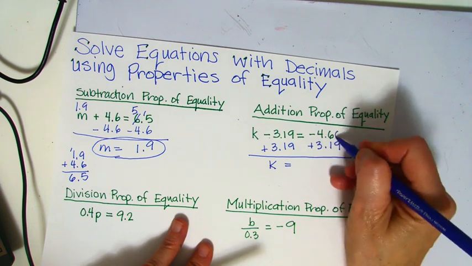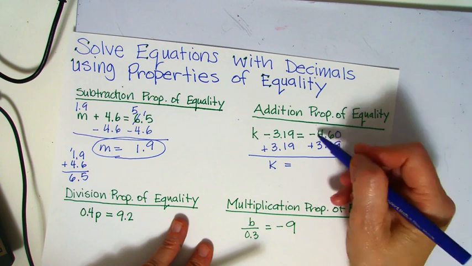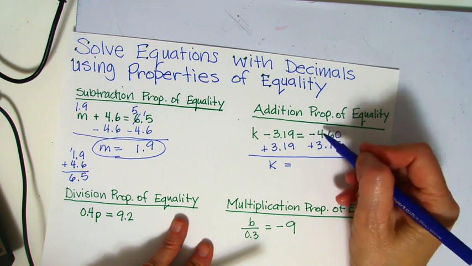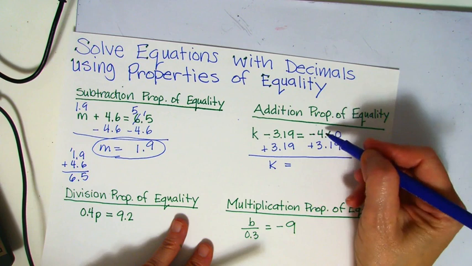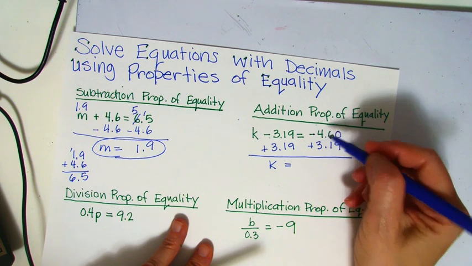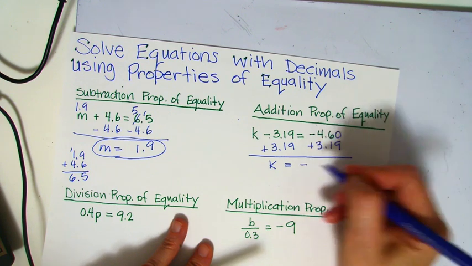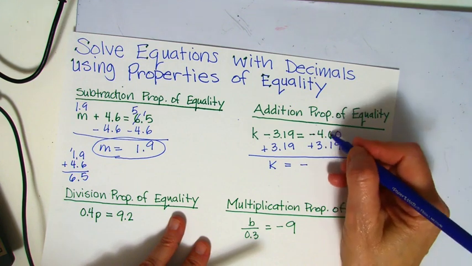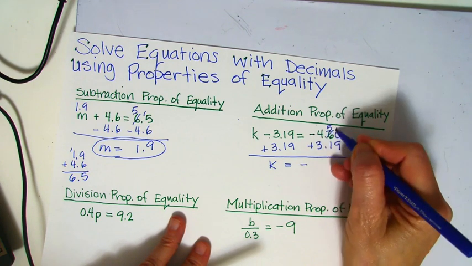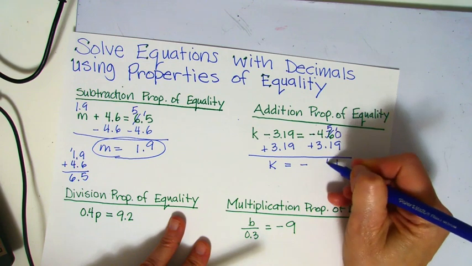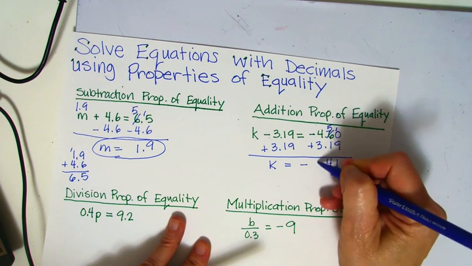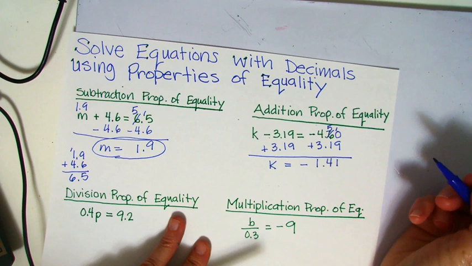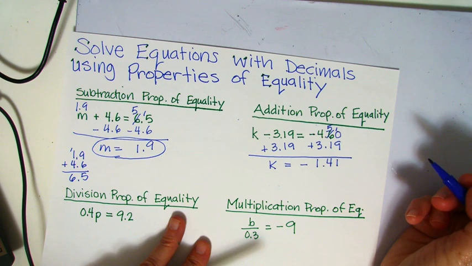I'm going to add a 0 here, and I'm going to ignore this negative. Now, because the larger number is negative, my answer will be a negative number. But now I'm just going to focus on subtracting. I come up with a negative 1.41, or negative 1 41/100.